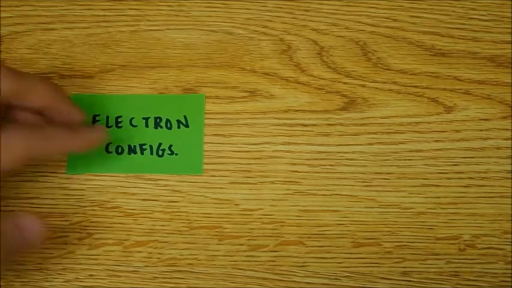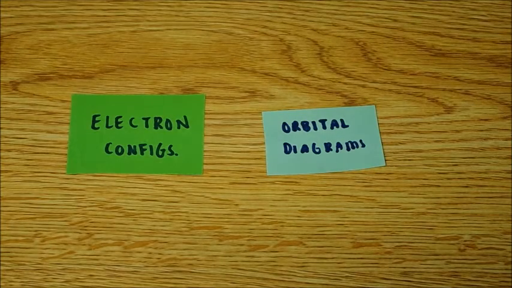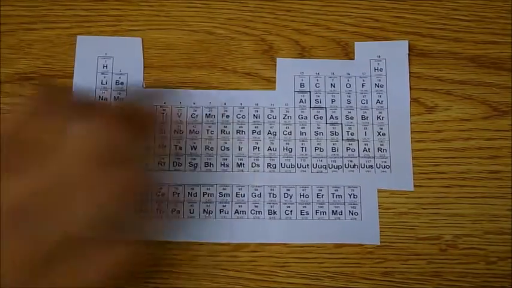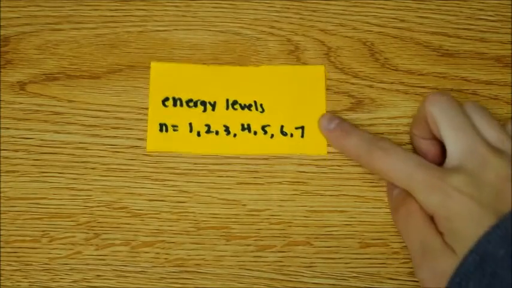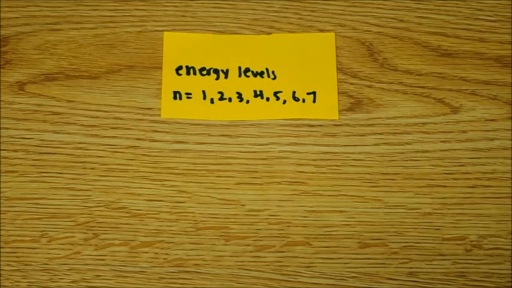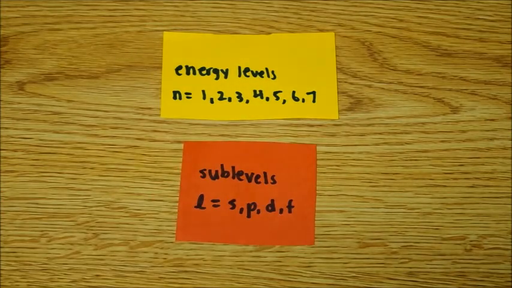Another important aspect of electrons is electron configuration and orbital diagrams. They kind of go hand in hand. We want to see how many electrons there are and the different levels on which they exist. For this, the periodic table comes in handy. Energy levels are represented by numbers 1 through 7. Sublevels are denoted by the letters S, P, D, and F. This is the order in which they must be filled.